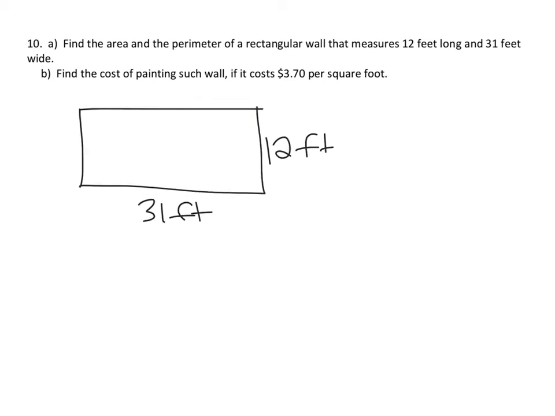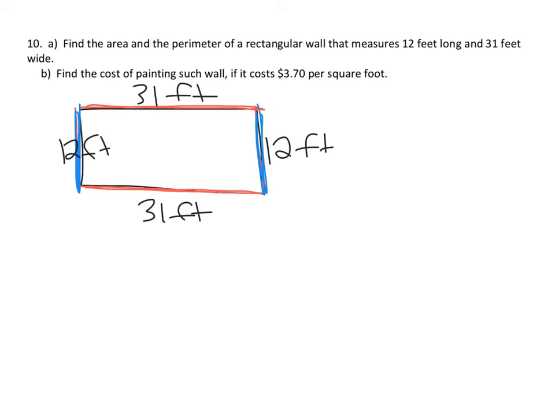Now the perimeter is kind of the full distance around. So it's this length plus this length plus this length plus this length. Actually, let me make these two blue and we'll keep those two red. So because this is a rectangle, the length here is the same as the length here. So this is also 31 feet. And because it's a rectangle, this length is the same as this length. So this is also 12 feet.